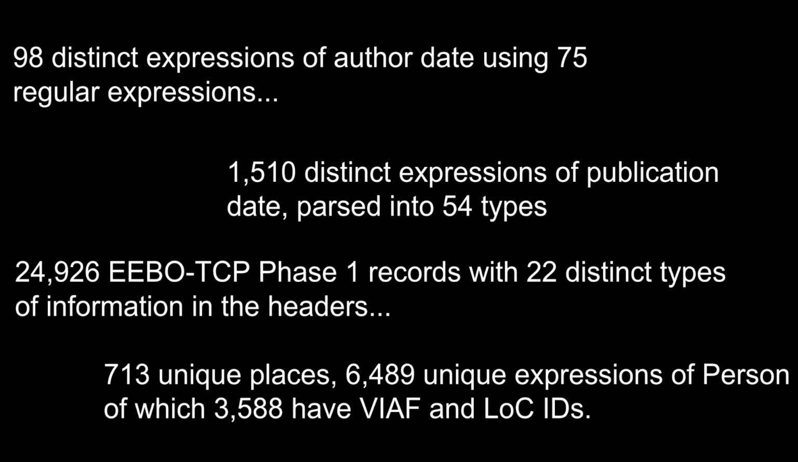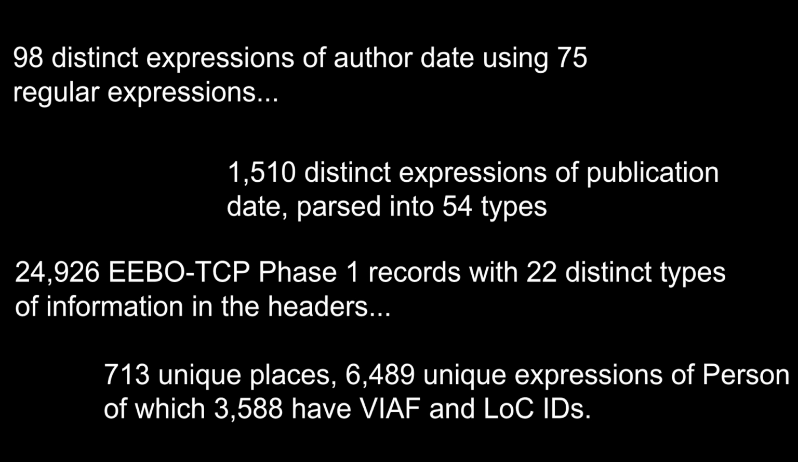There were over 1,500 distinct expressions for publication date, which we parsed down to 54 different types. There were over 20 distinct types of information in the header, over 700 unique places, over 6,000 expressions of person, and for almost half of them, we were able to find IDs from external authority files such as VIAF and the Library of Congress.